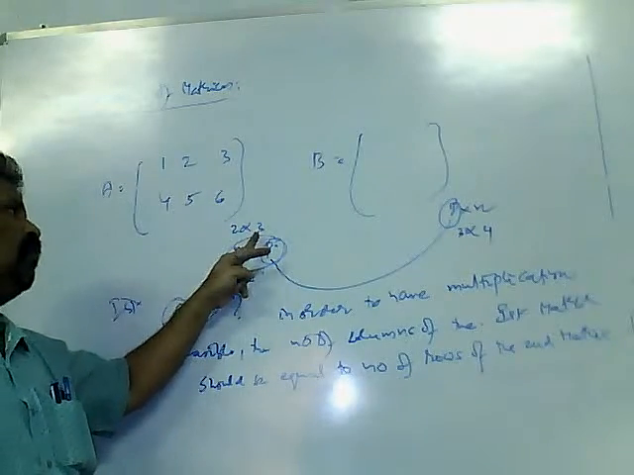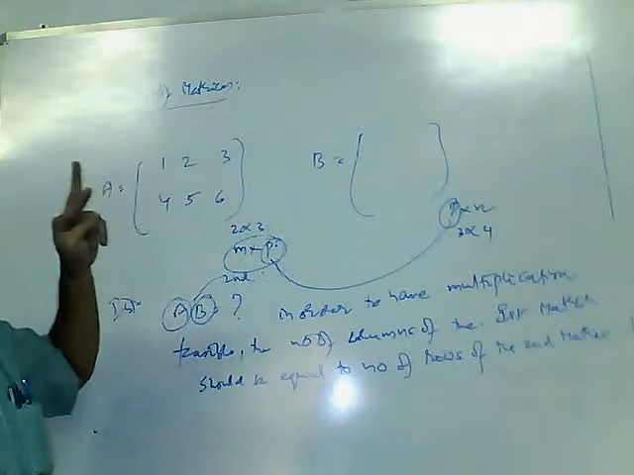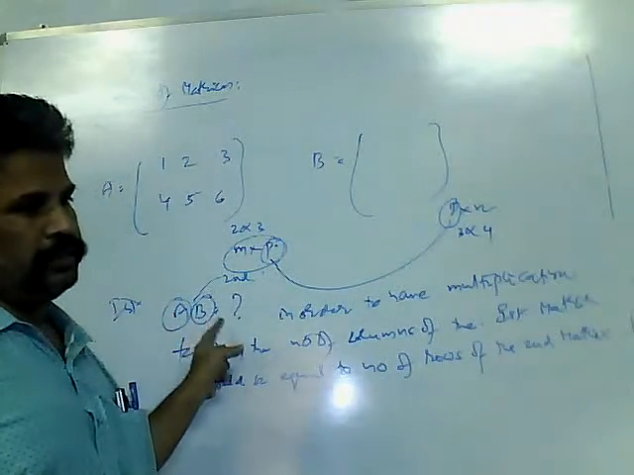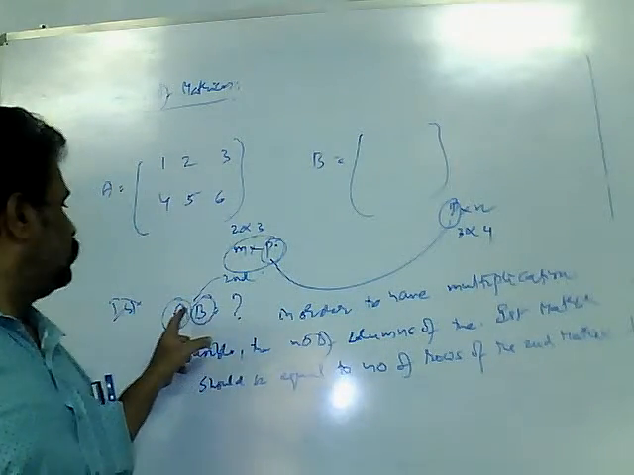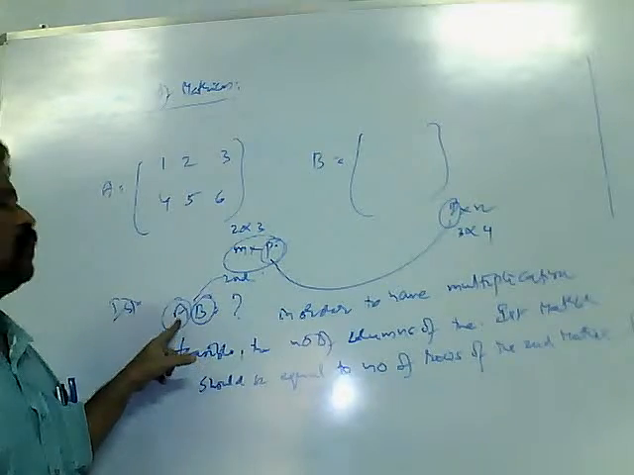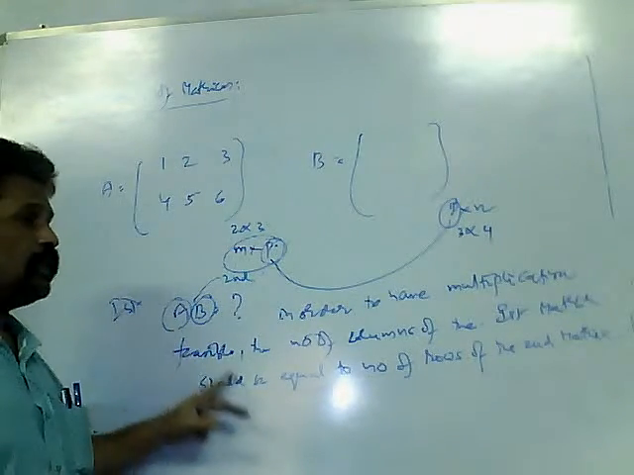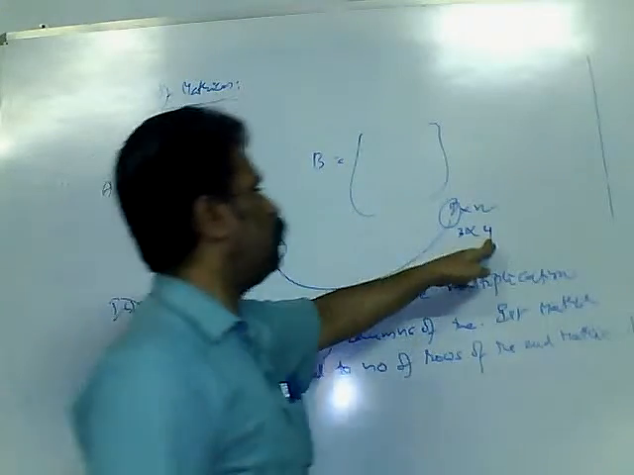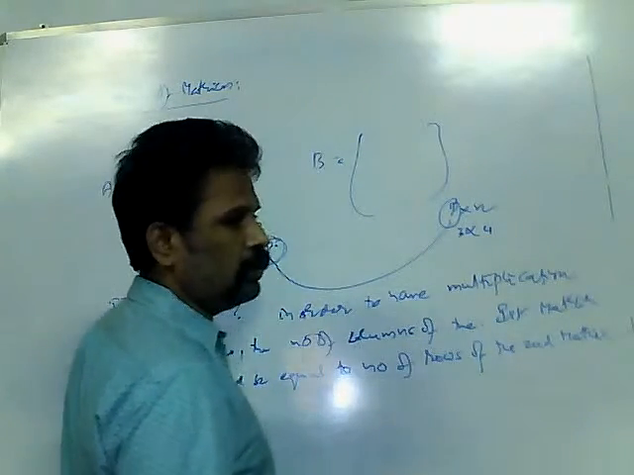The number of columns of the first matrix should be equal to the number of rows of the second matrix, in the order of the multiplication. So if A is the first matrix, in the order AB, we are fine. Suppose for BA, again we should check, because BA means 3 by 4, and here 4 should be equal to, we have to go with 4 here, right?